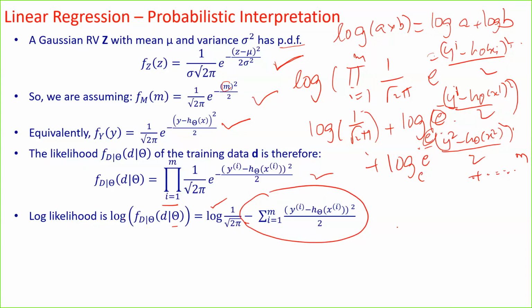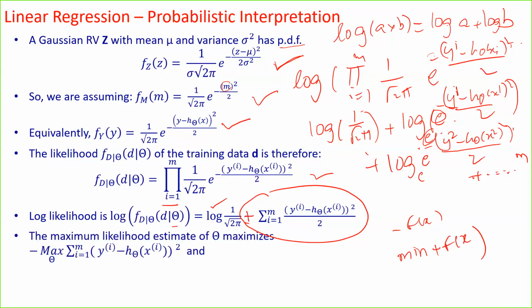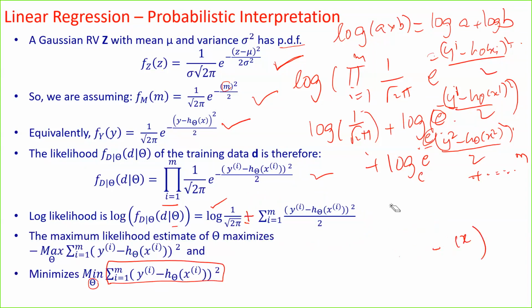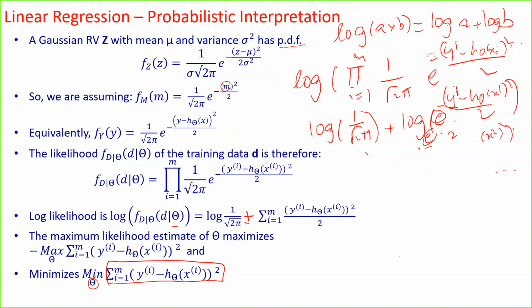So maximizing minus of f of x is equivalent to minimizing plus f of x. True. So instead of minus, can I take plus here as a minimization function? Yes. So find the theta that minimizes this. What is it? Isn't it the squared loss? Yes. That's the reason why we are using this squared loss. There are some assumptions we made about the data. Based on those assumptions, we arrived at this squared loss.